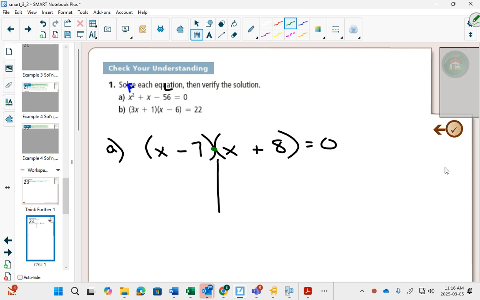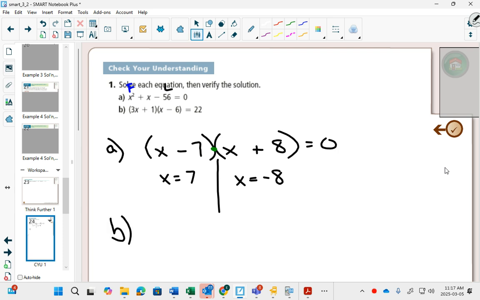Factoring means this is this times this. I'm now multiplying, so I can use that zero product property. If the first one is equal to 0, what could x be? 7. If the other one's equal to 0, what could x be? Negative 8. If you double check, what's 7 squared? 49, plus 7 is 56, minus 56 is 0. Perfect. Double check the negative 8. Negative 8 squared is positive 64. Plus a negative 8 would get you to 56. Minus 56 is 0. We get 2 answers.